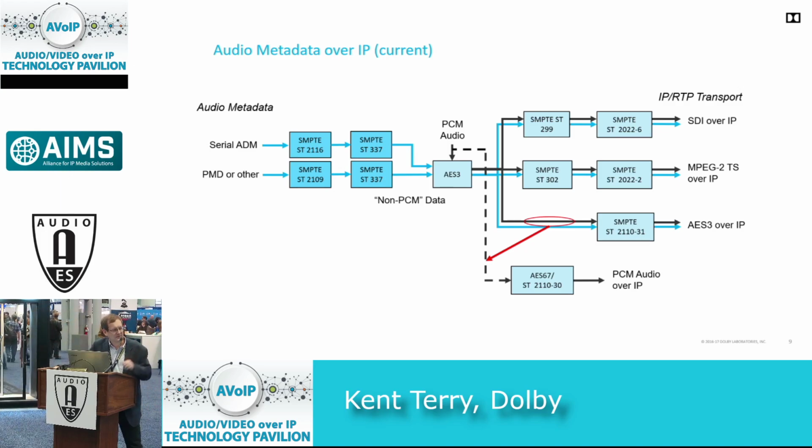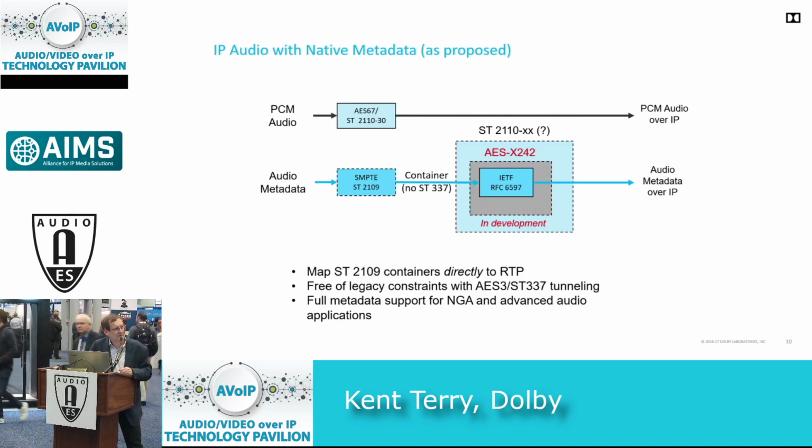Some of the limitations that came up is, it's great we can put this metadata in here, but we're still tunneling in AES3. So you have a fixed, rather high bitrate audio signal for potentially a very small amount of metadata, or potentially a huge amount of metadata that's very bursty and won't fit in that fixed rate pipe. So as a fixed rate pipe, it's not ideal for this. It works today, it's compatible with legacy, but it's not necessarily the best solution going forward for tying audio metadata to go with AES67 or 2110-30.